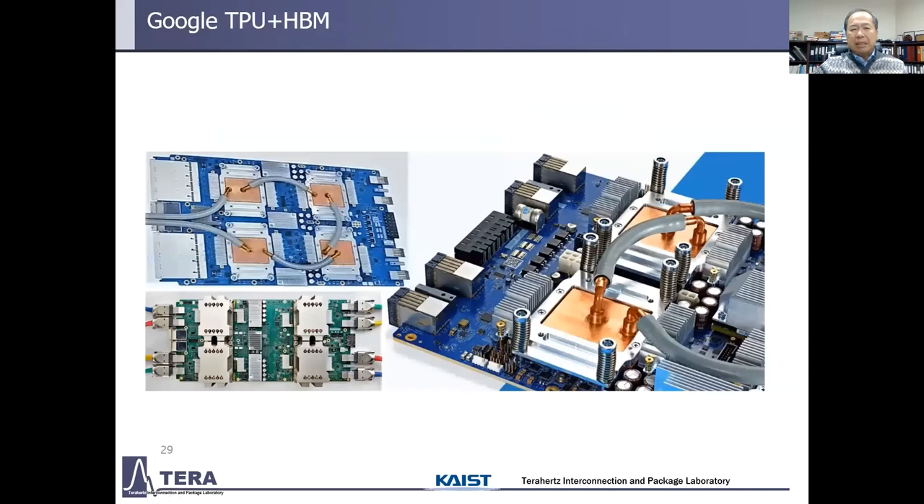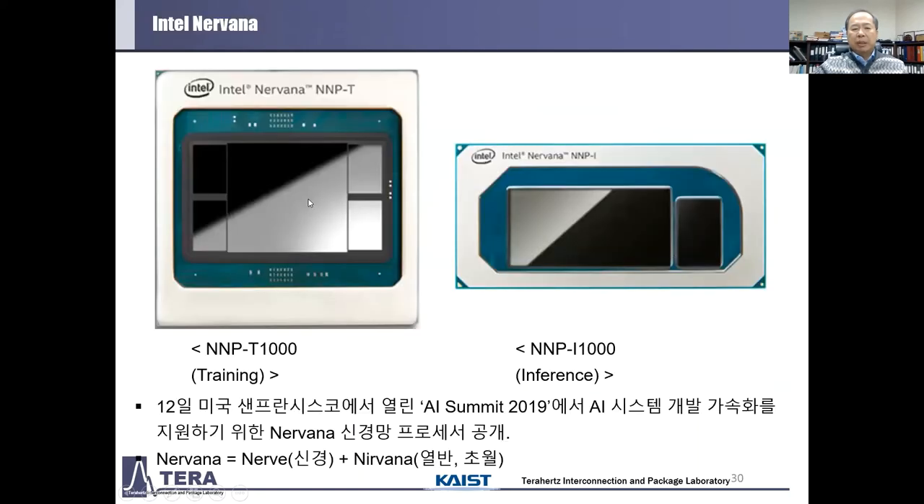And last year I found that Google TPU has this HBM architecture. You can see the 1, 2, 3, 4 HBM stacks. And also this year I saw Intel Nervana, the new computing architecture for servers and edge computing. They also have a silicon interposer and HBM architectures. This is exactly the same architecture as HBM.